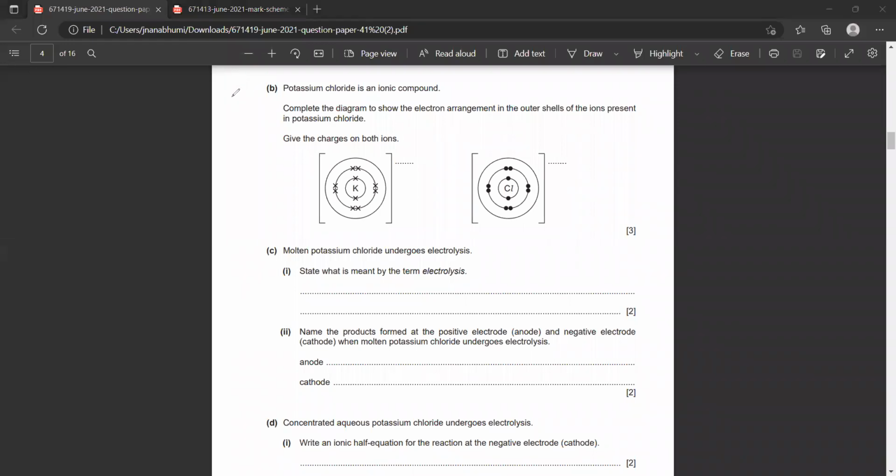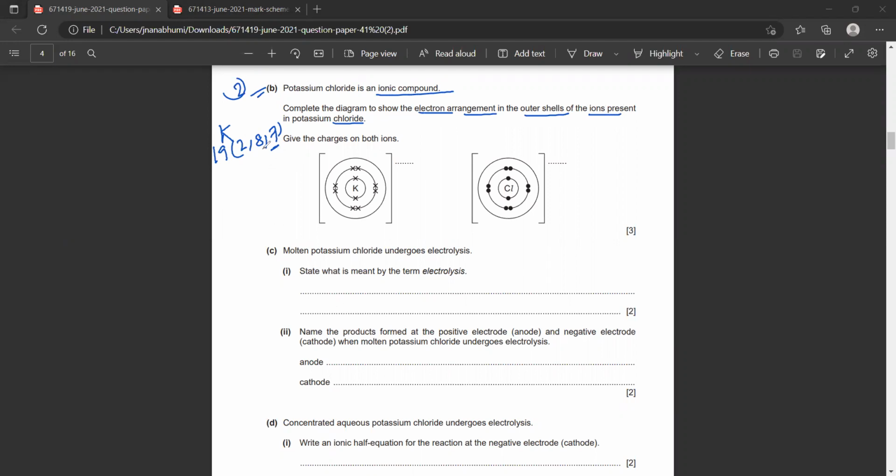Now second B is there. So look at the second question. Potassium chloride is an ionic compound. Complete the diagram to show the electron arrangement in the outer shell of the ions present in potassium chloride. As we know, potassium atomic number is 19. So the electronic distribution is 2, 8, 7. So the outer shell contains 7 electrons, right?